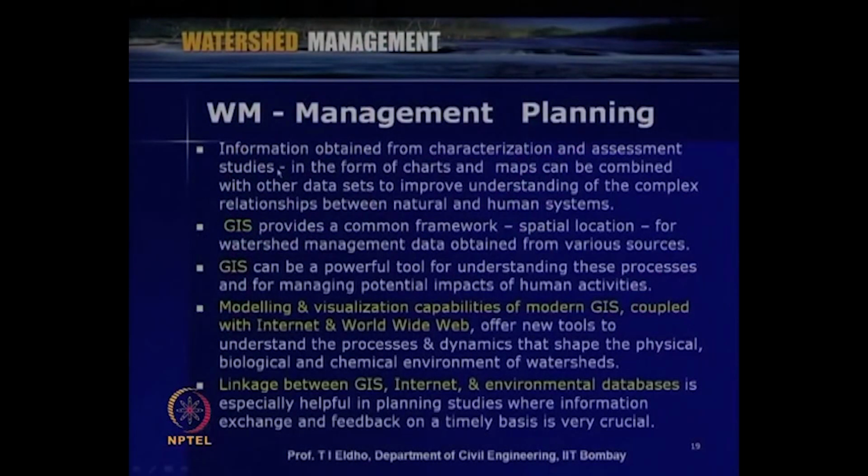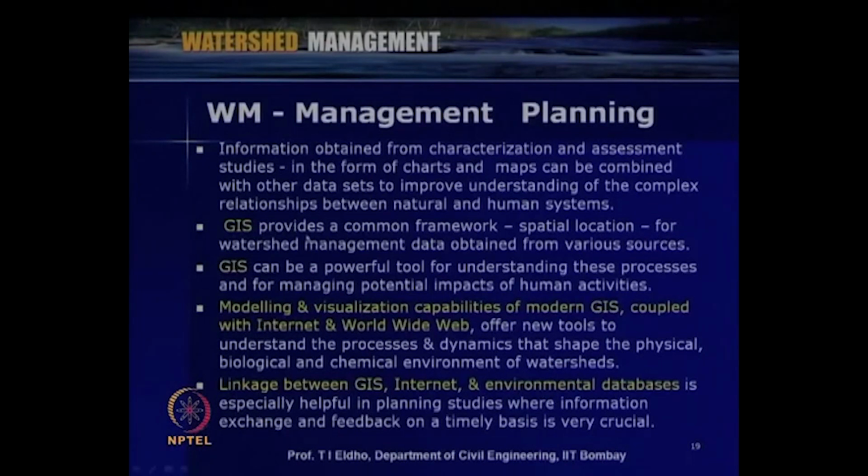So, the next aspect is watershed management planning. As far as watershed is concerned, information obtained from characterization and assessment studies we can utilize in the form of charts and maps. This we can combine with other data sets to improve understanding of the complex relationship between natural and human systems. As already discussed, within the perspective of watershed management, it is human interactions with various natural resources, or flora and fauna. When we put all this input data within a GIS environment, we can easily study what will happen if a particular project is implemented or particular things are done within the watershed area.